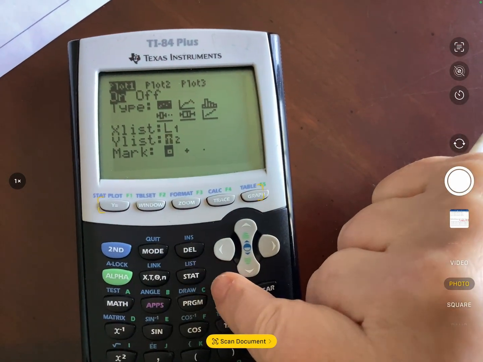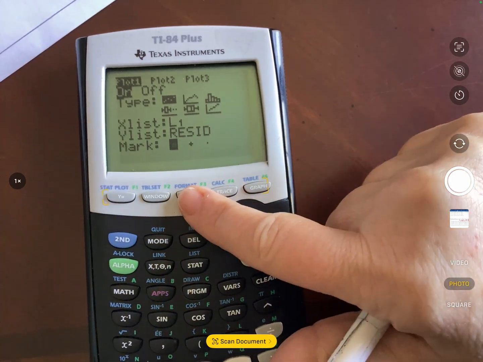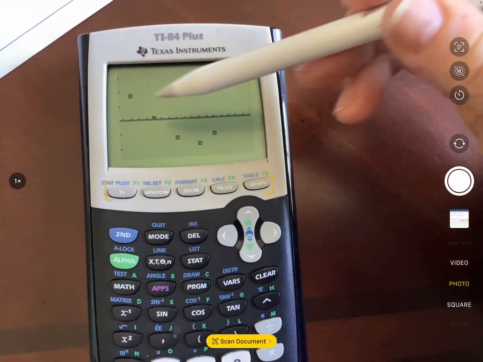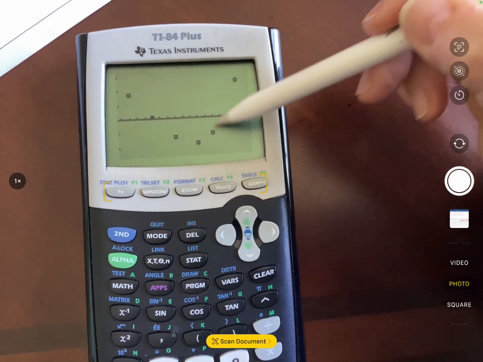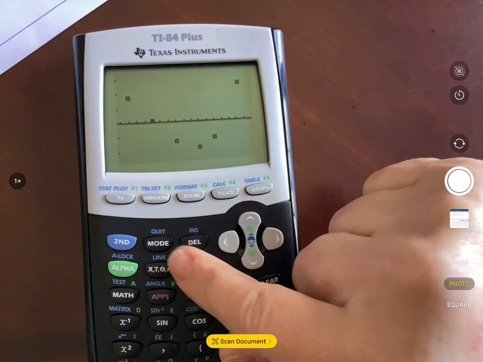Second list 7. Now zoom 9. All right, so I see it is not the greatest fit because this is my residuals. It looks like a parabola. So it's making a pattern, so you know it's not linear.